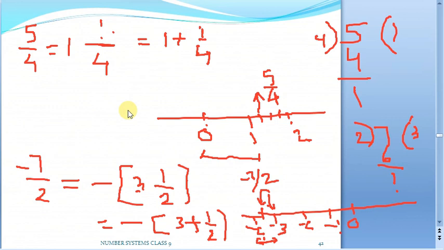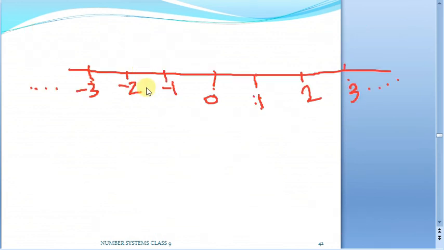So depending upon that, we can locate them on the number line. So let us actually see how to represent the decimal expansion forms on the number line now. Before that, let us have a look at our number line, how it will look like.